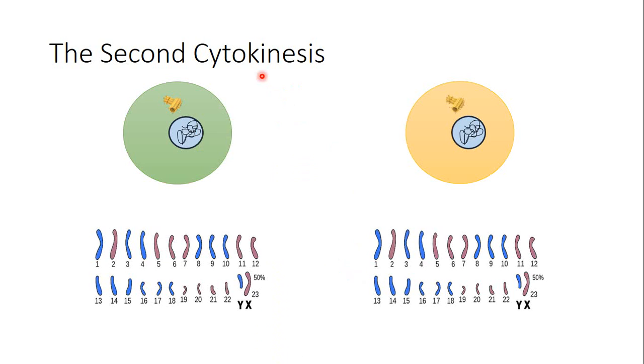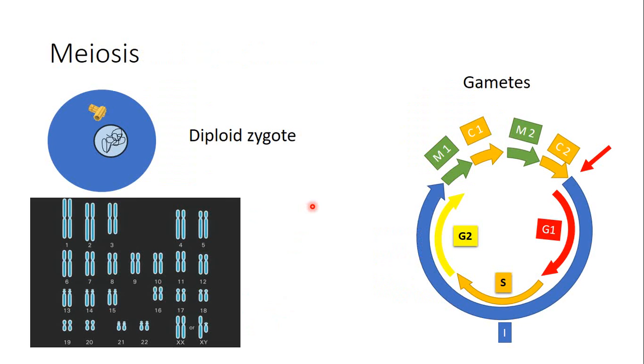At the end of the second cytokinesis, I will get two non-identical cells with one set of 23 chromosomes. Of course, here I have either Y or X, but I have one single chromosome from each pair, so I have 23 single chromosomes.